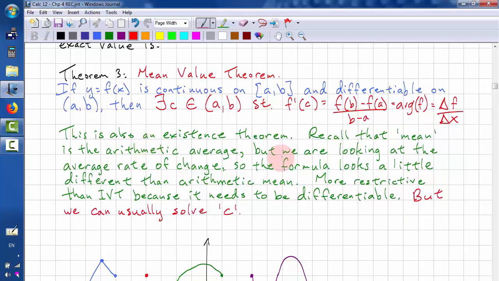So the change in f over the change in x, and that's rise over run. This is also an existence theorem. Recall that mean is an arithmetic average, but we are looking for the average rate of change. For an arithmetic average, we add the values and divide by the number of values. So this looks different. This is more restrictive than the intermediate value theorem because it needs to be differentiable, but we can usually solve for c.